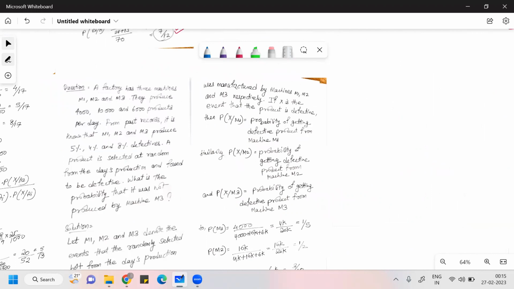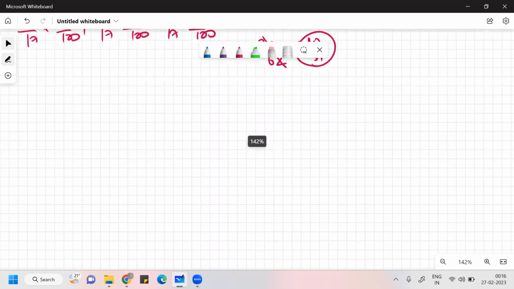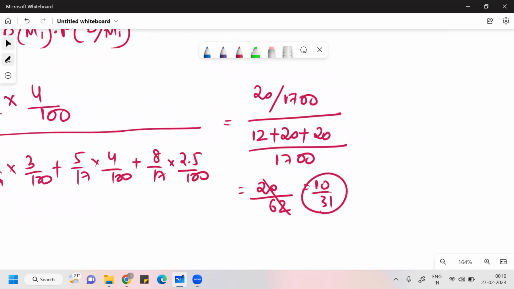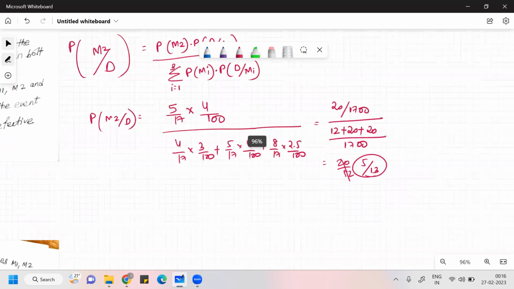Okay, 52, not 62. This is 20 by 52, not 62. This is 20 by 52, or this would be 5 by 13. 13 fours are 52.